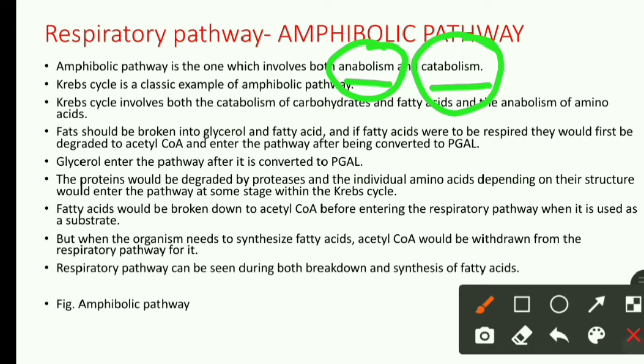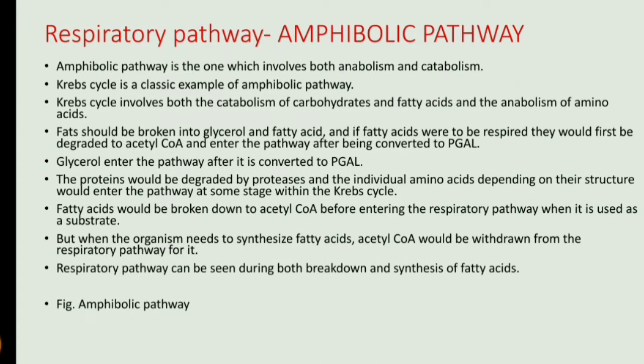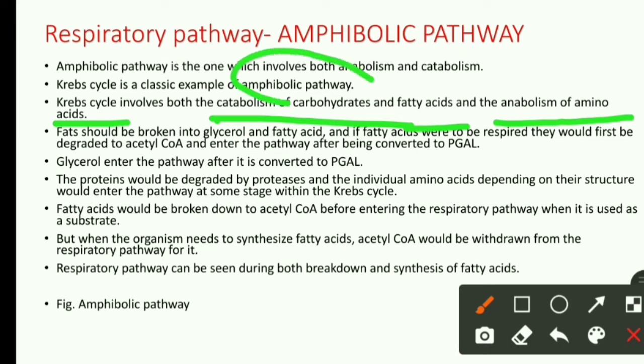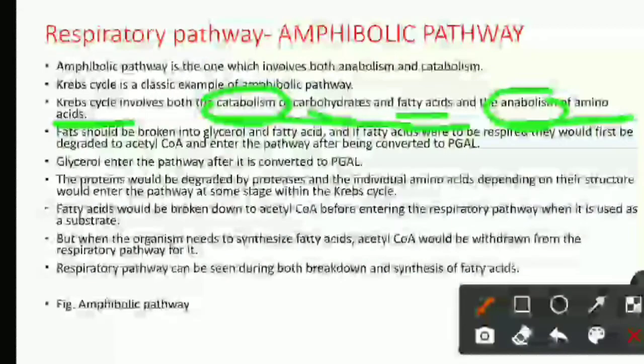Now, for this, the best classical example that we can consider is the Krebs cycle. Krebs cycle is a classical example of an amphibolic pathway, in which we will see the catabolism of carbohydrate and fatty acid and the anabolism of amino acid. That is why Krebs cycle is an amphibolic pathway, because here you will see the catabolism of carbohydrate and fatty acid as well as the anabolism of amino acids.